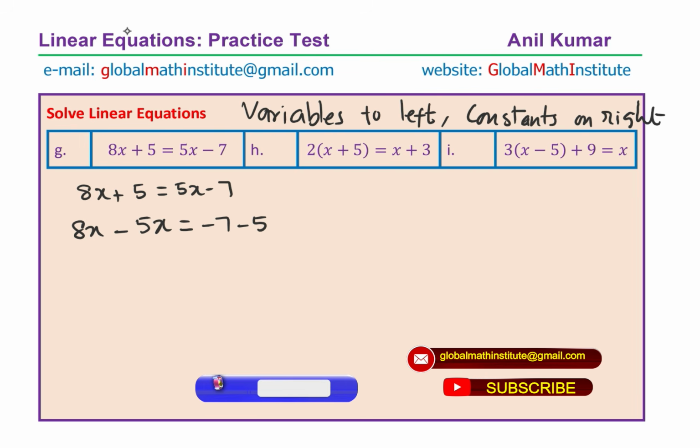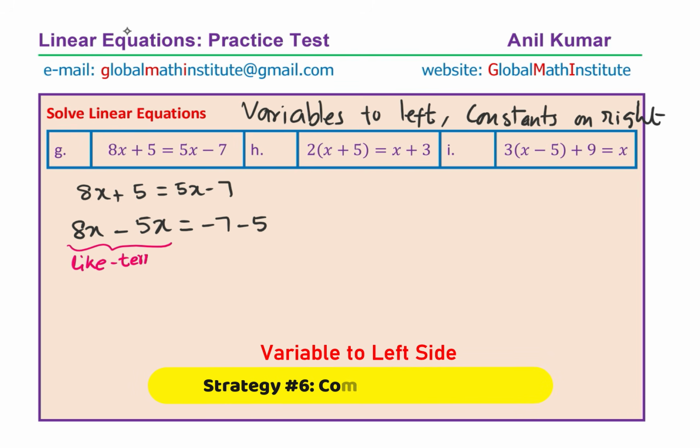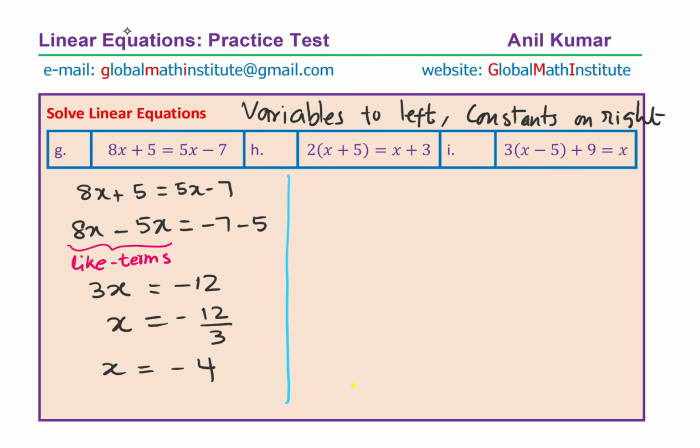Now 8x minus 5x, like apples, 8 apples take away 5 apples. They are similar terms, right? Like terms. We call them like terms. So you can always add and subtract like terms. 8 minus 5 is 3. So we get 3x equals minus 5 minus 7, which is minus 12. So 3x equals minus 12, or x is minus 12 over 3, which clearly is equal to minus 4. Makes sense. So we could get negative or positive answers, and we could also get answers in fractions.